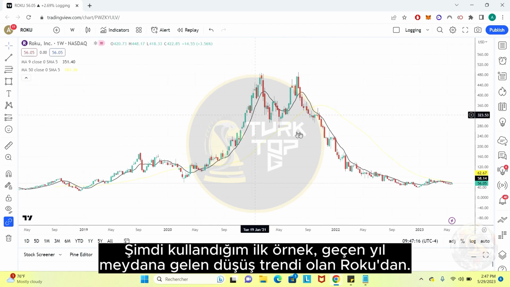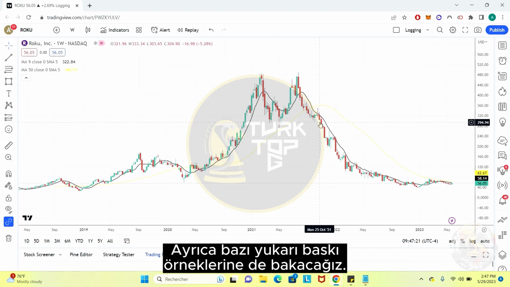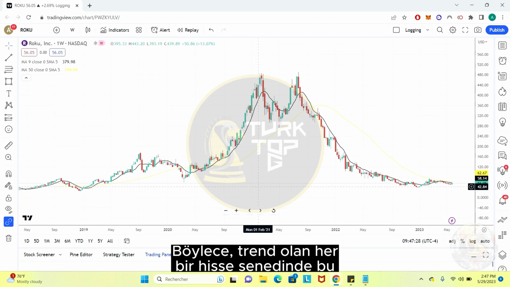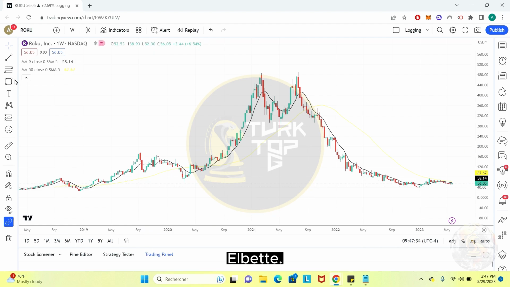And the first example I'm using is of Roku, the downtrend that had happened last year. We're also going to look at some examples of uptrends. The same concept will also apply to the uptrend of Roku after COVID times. So you guys can see this pattern repeating time and time again on every single stock that trends. All right, so let's look at the example of Roku.